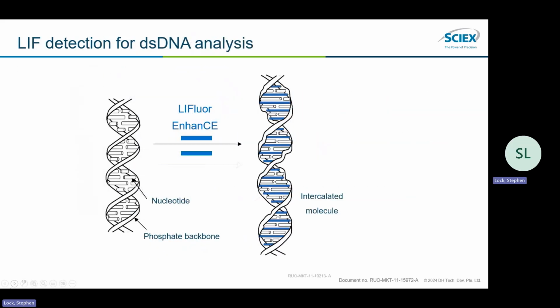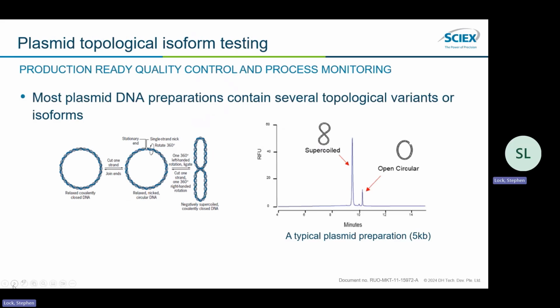Here now we're dealing with double-stranded genetic material, or DNA. So we have to shift and use a different dye. In this case, we use a LIF-enhanced CE dye, and this dye is an intercalating dye. It actually sits in between the double helix, but again, we're using a dye to label the genetic material and using laser-induced fluorescence detection. But when you do that, you can actually profile plasmids and look at the topological variants.